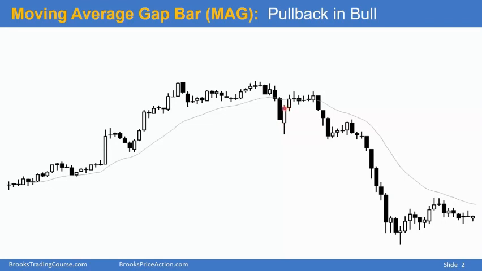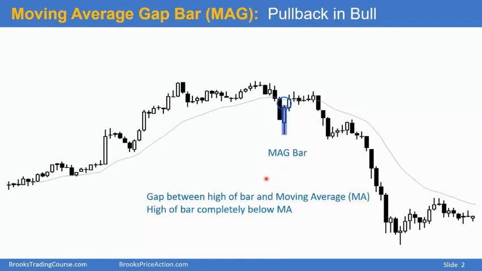There's a gap between the high of the bar and the moving average. This is a moving average gap bar. You can see the gap, the space between the bar and the moving average. It's a warning that the bears are getting strong. They're strong enough now not only to get a close below the moving average, but an entire bar below the moving average.